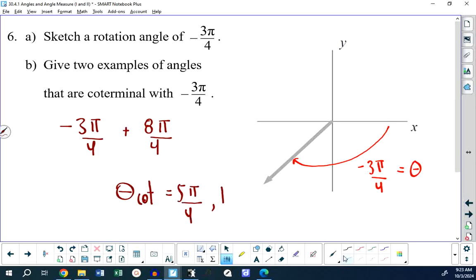If I add another 8 pi over 4, it's 13 pi over 4. If I go back to the negative 3 and take away 8, I get negative 11 pi over 4. And it's interesting because I was just saying to myself, I wrote negative 5 pi over 4, and I thought, well, that's not going to be in the same place. So let's just check it out. Negative 11. 1, 2, 3, 4, 5, 6, 7, 8, 9, 10. Yeah, negative 11.